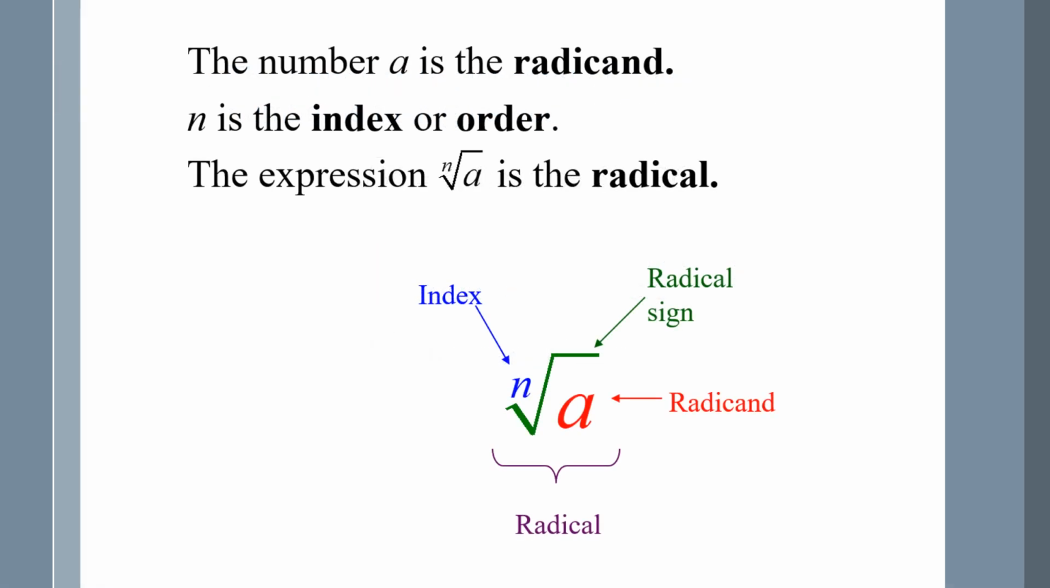All right, so the parts of our radicals, right? So this entire thing here is a radical. The number a is called the radicand, n is called the index or order, and the expression the nth root of a is the radical. The radical sign is that square root sign that we are so used to seeing.